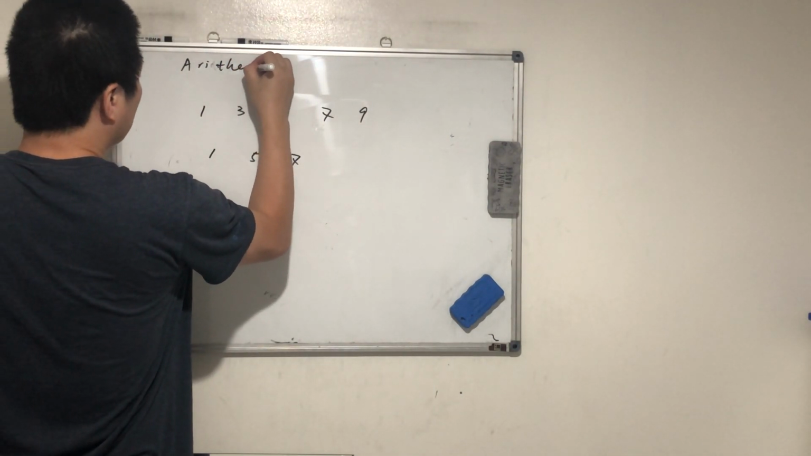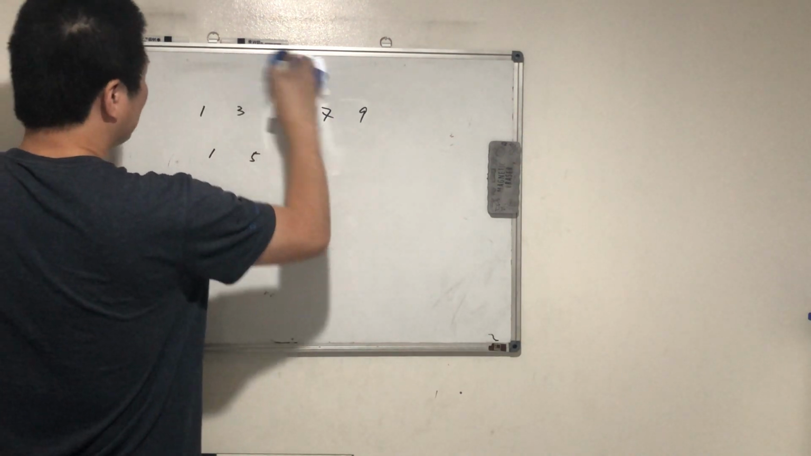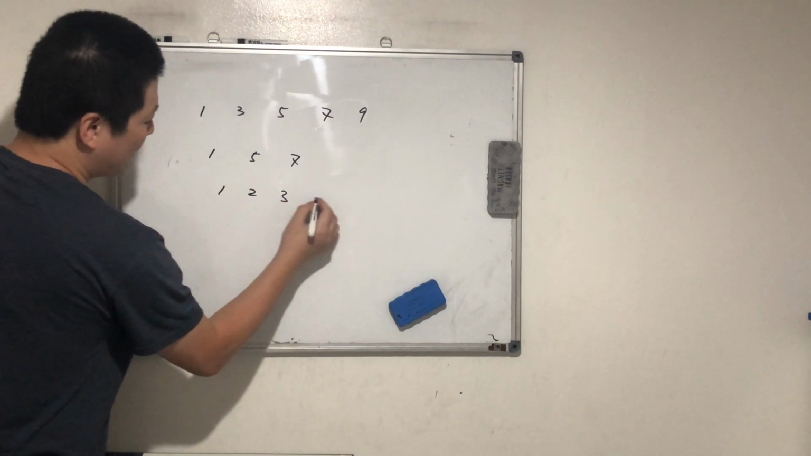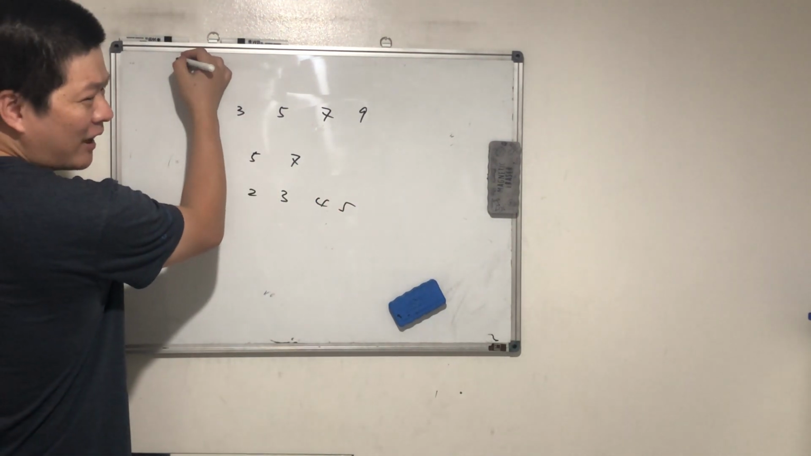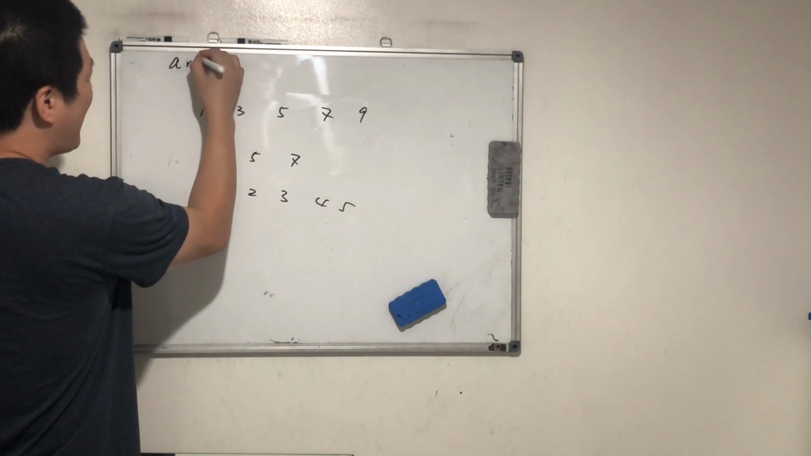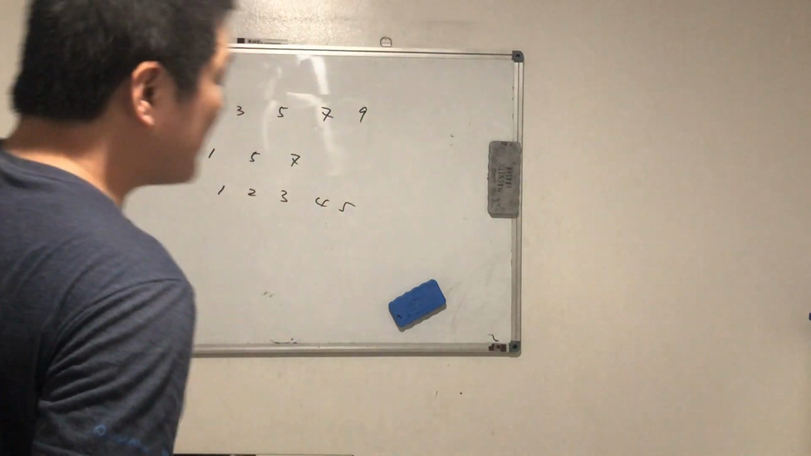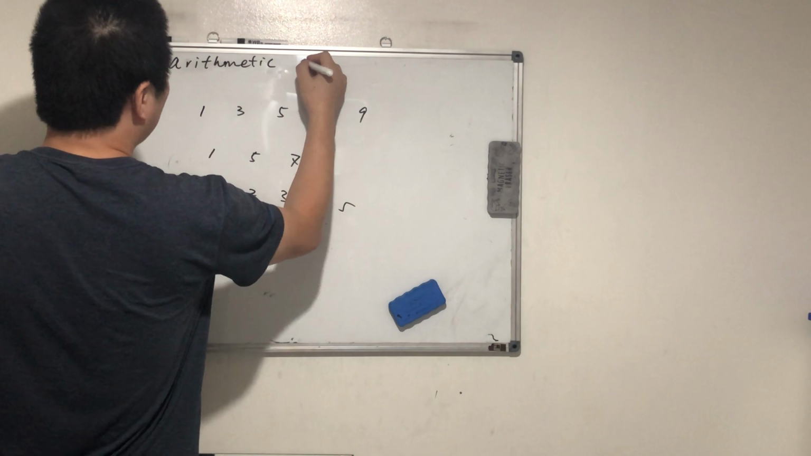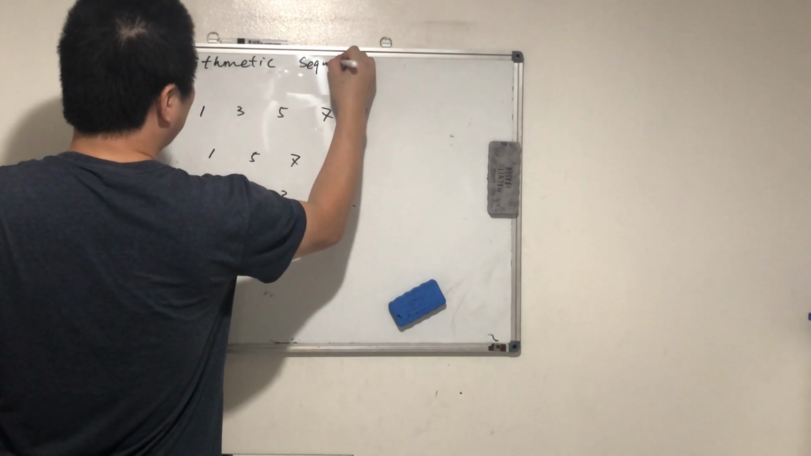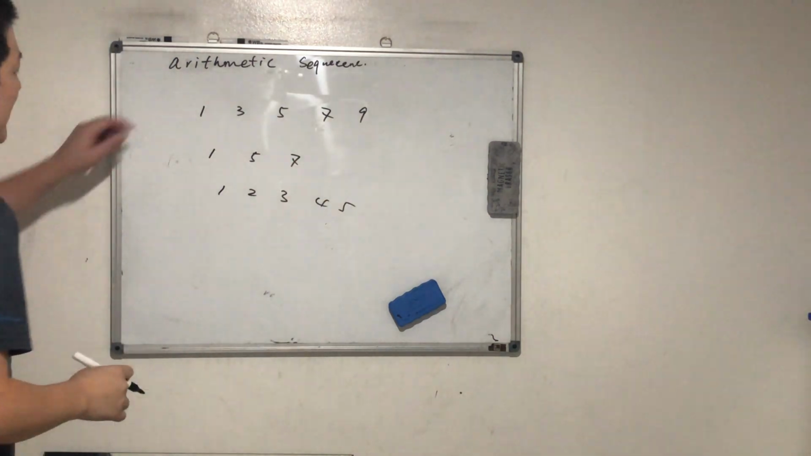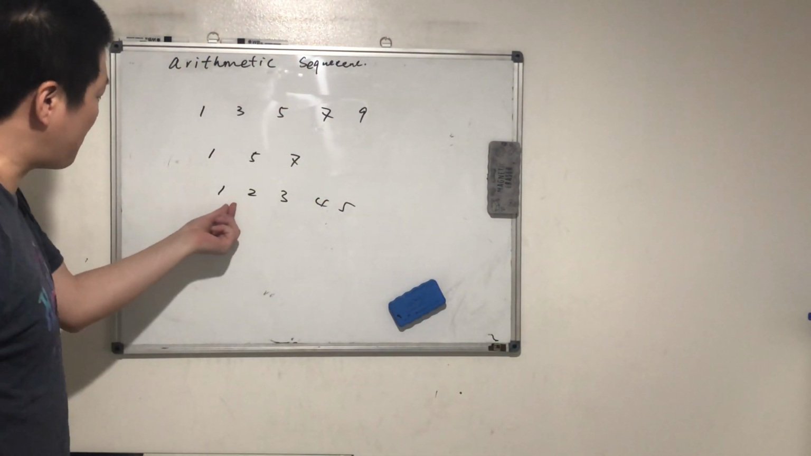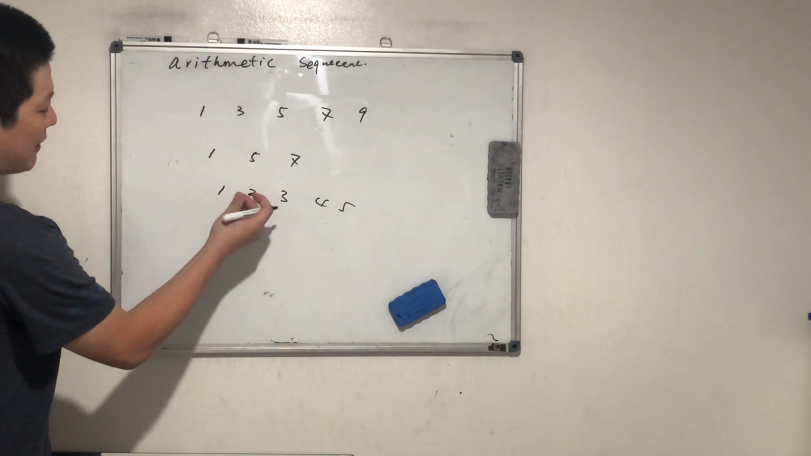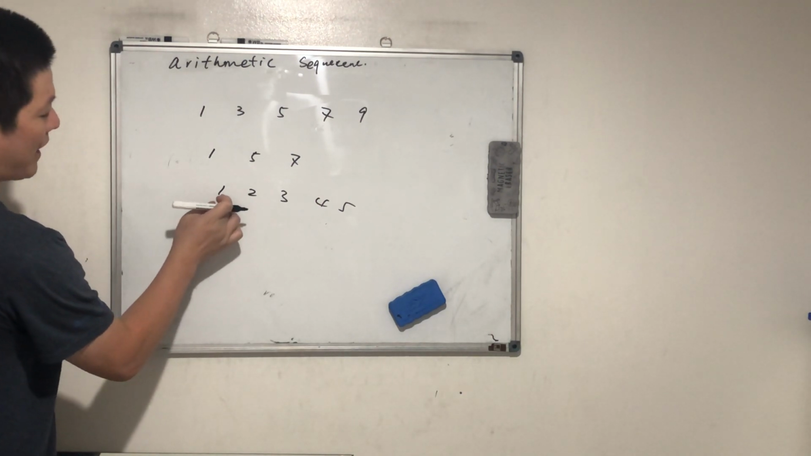They're all adding 2. Adding 2, okay. So the distance between each number is 2, and it's the same. Like 1, 2, 3, 4, 5 is also one. How do you spell it? A-R-I-T-H-M-E-T-I-C. Sequence, okay. We call this an arithmetic sequence. Each number, the distance between each number is the same. The distance is the next number minus the previous number.